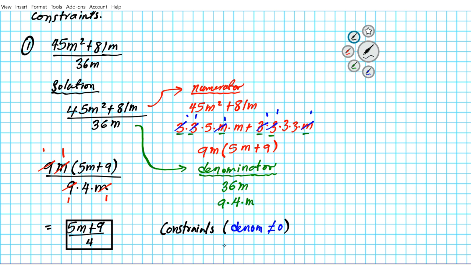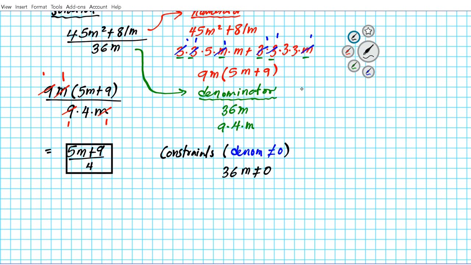Okay, so the denominator is 36m, so we're just going to set 36m cannot be 0. We just solve this resulting inequality. All you do is divide both sides by what? We want to get m by itself, so we divide by 36. The solution to this inequality is m can never be 0. If m is 0, then that value is undefined. Okay, so this is a simplified form, but we have to exclude m equals 0 from the solution set.